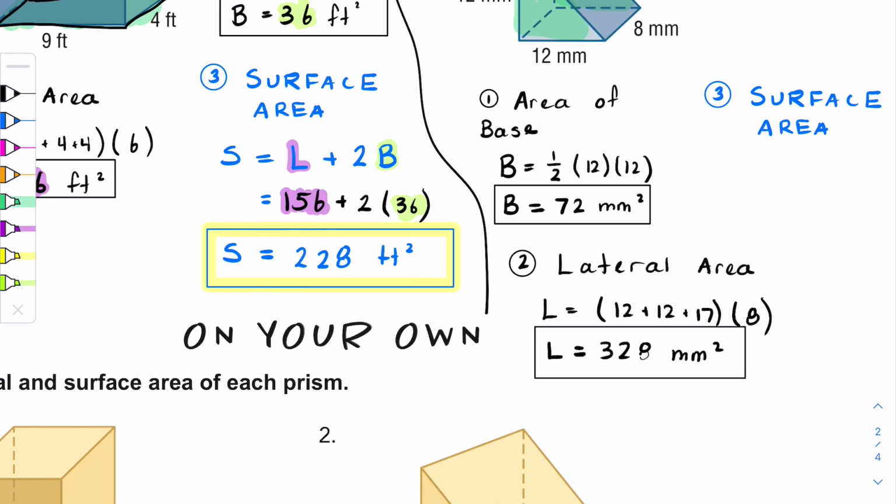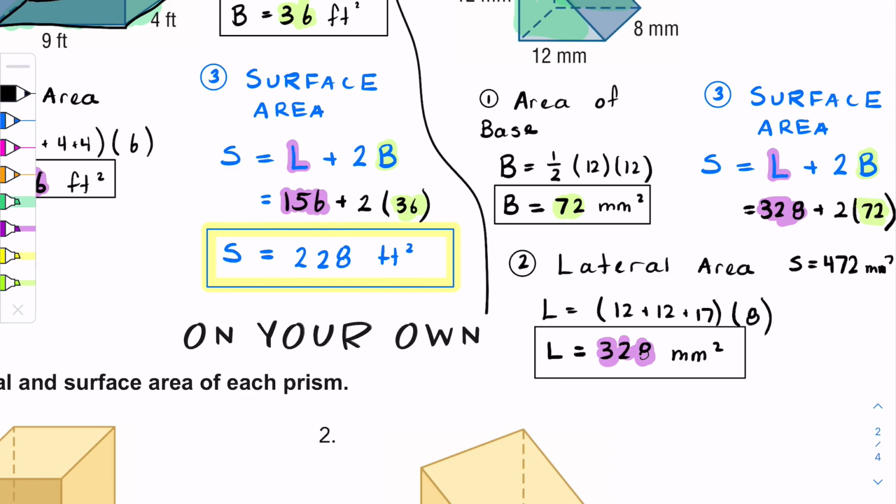Step 3 is to calculate the surface area. I use the surface area formula of the lateral area plus 2 times the area of the base. The lateral area is 328. The area of the base is 72. When I substitute in my values, I substitute in 328 plus 2 times 72. This gives me the surface area of 472 square millimeters. And that's my final answer.